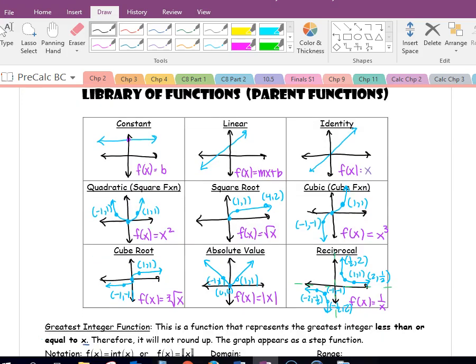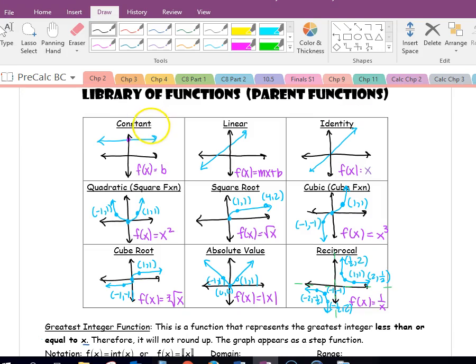I want you to start off by taking a couple minutes to go ahead and copy down these different graphs on your note sheet. So this is the library of functions or parent functions that I would expect you to know what they look like and be able to replicate these by hand without your calculator.